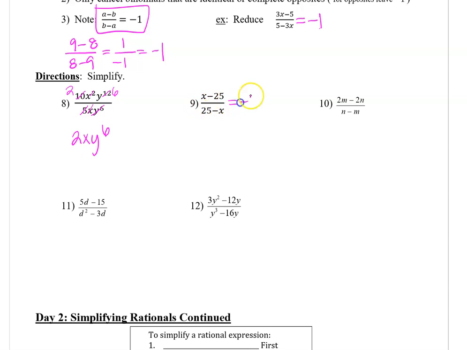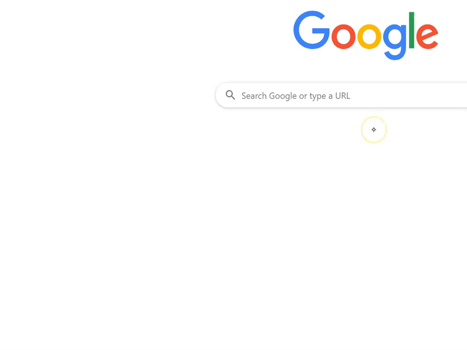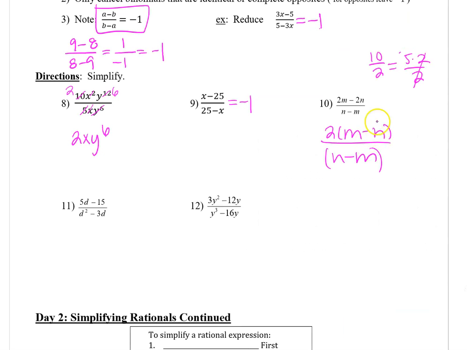Exact opposites with subtraction, that's a -1. And then for 10, I'm going to factor this first, just like when I had 10 divided by 2 and I rewrote it as its factors so that I could see what's the same to cancel it. I'm going to factor a 2 out of the numerator, and look at the denominator as well. These are opposite factors, which means I can reduce them to -1. -1 times 2 is -2.